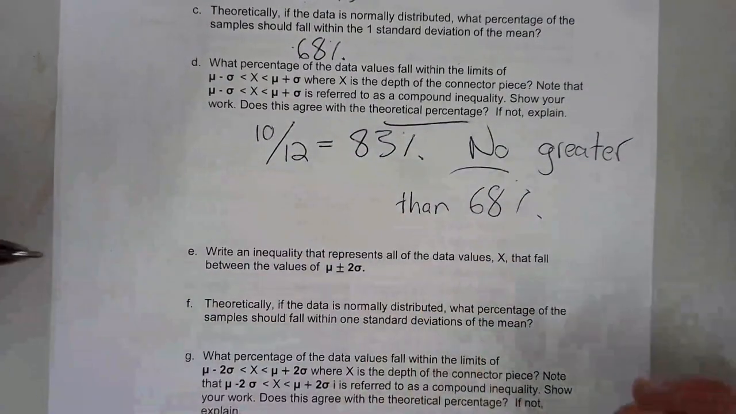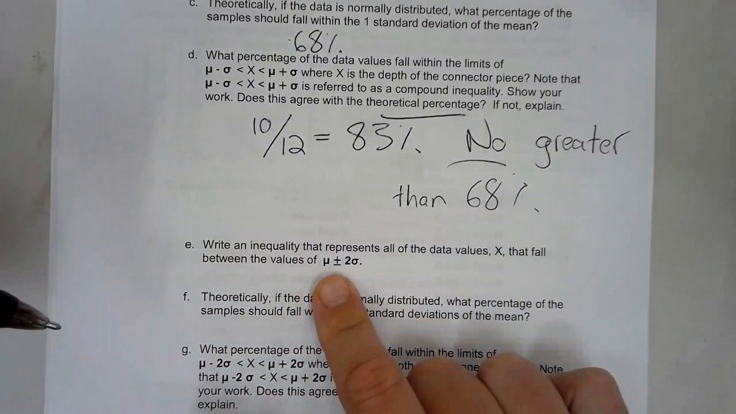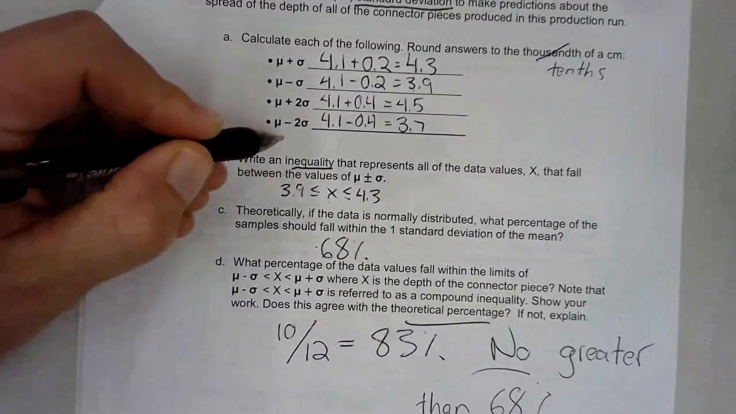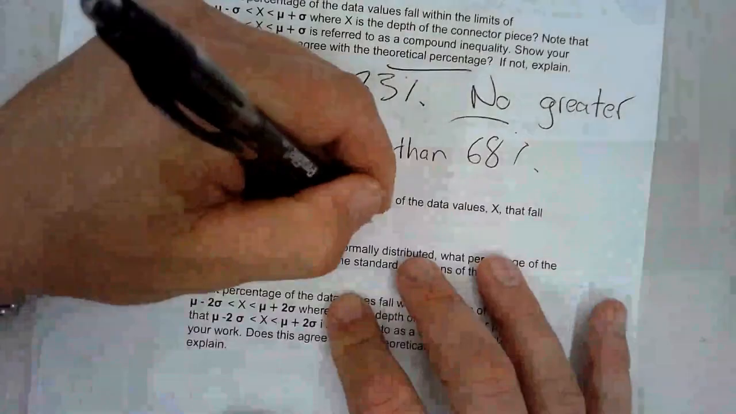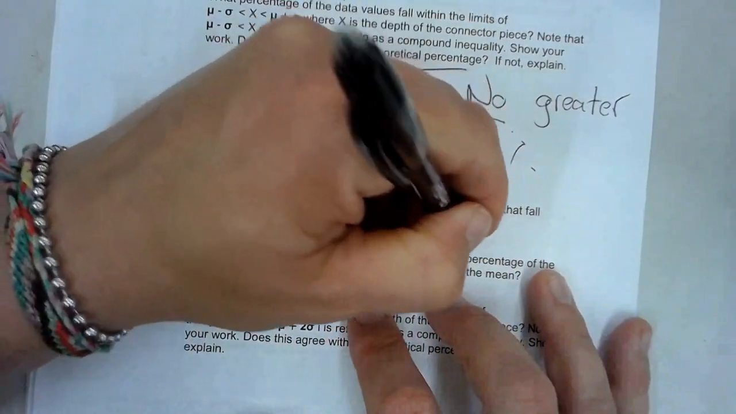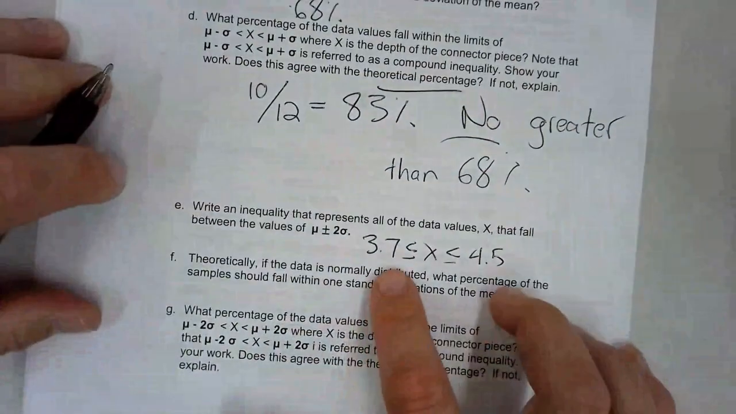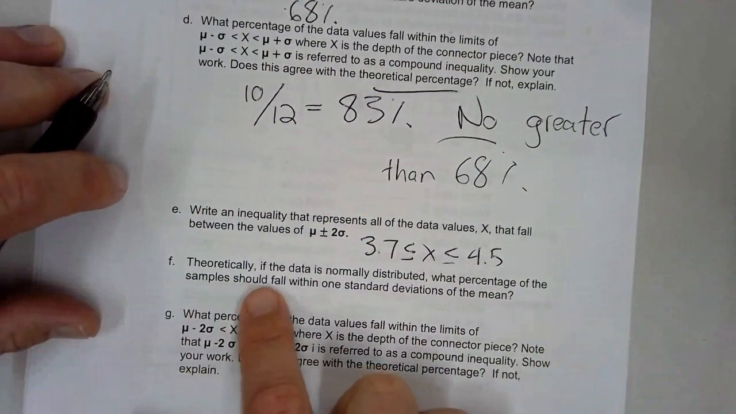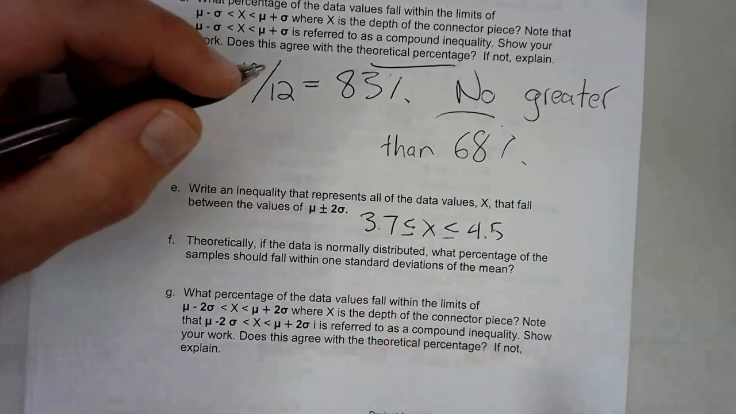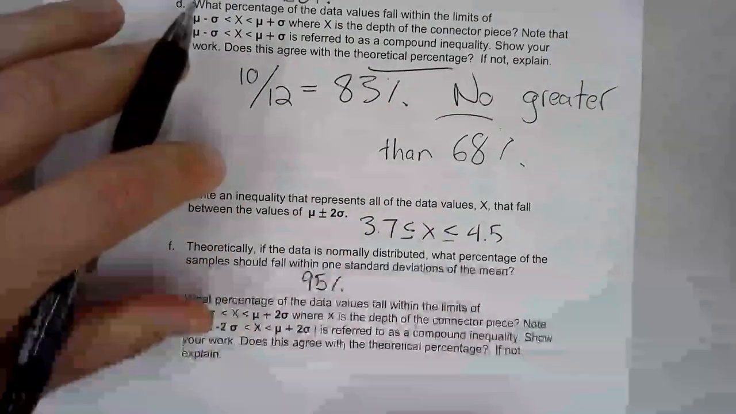Okay, write an inequality that represents all the data that fall between the values of 2 times the standard deviation. Similar to up here, but instead we're using these two numbers. So 3.7 is less than or equal to x, which is less than or equal to 4.5. All right. So theoretically, if the data is normally distributed, what percentage should fall within that? That should be 95% based on our notes.